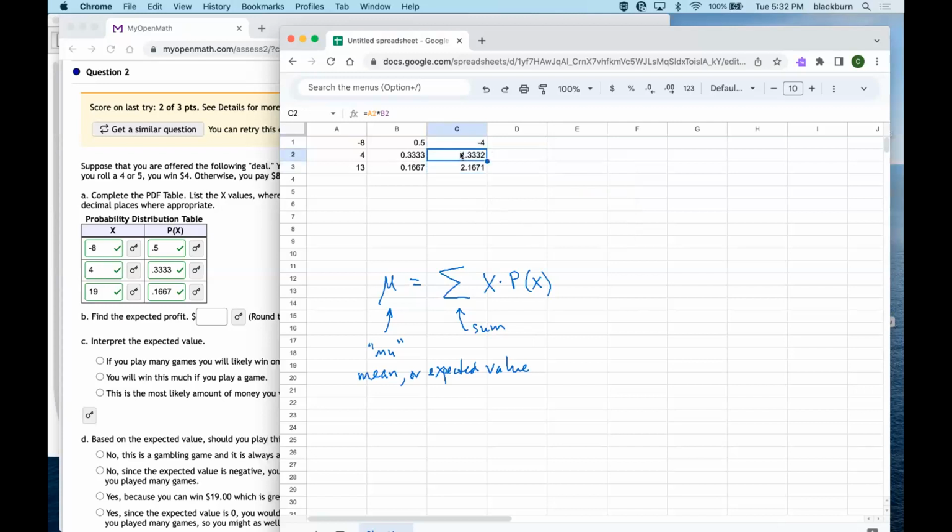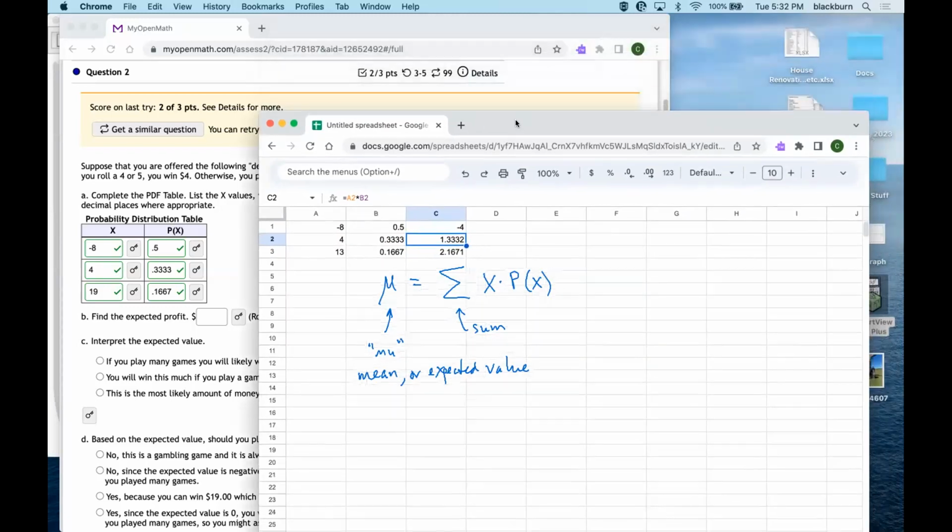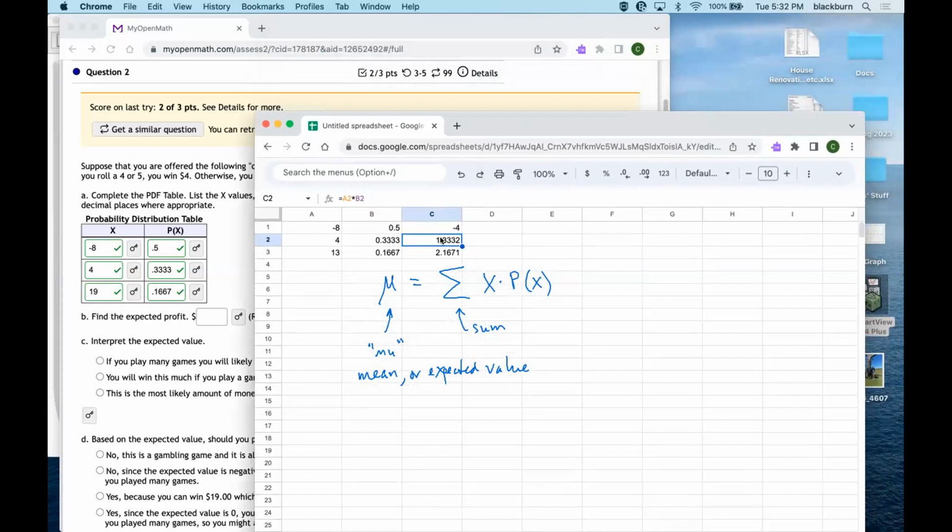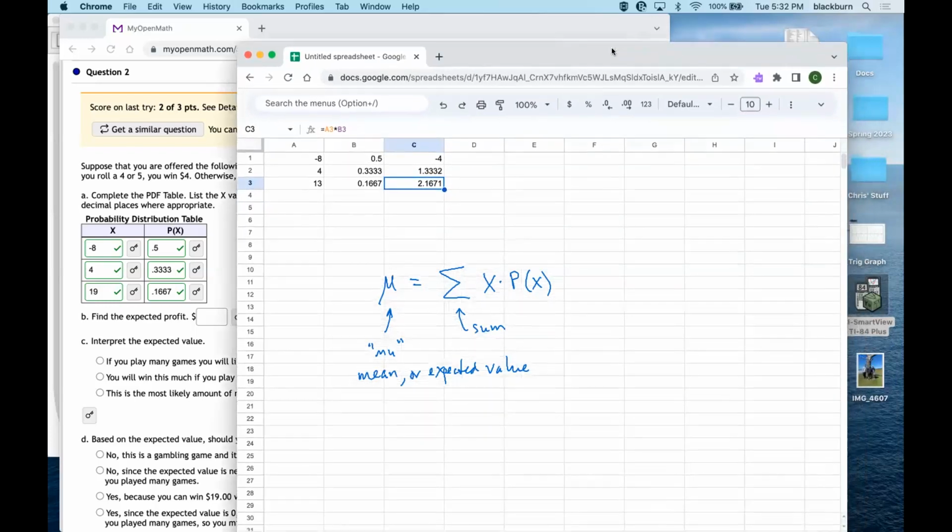So what that did when I copied the formula, as you can see, the box is highlighted, it actually did A2 times B2. And then this one's A3 times B3. And that's what we needed to have happen. So that's going to be the X times P of X column.